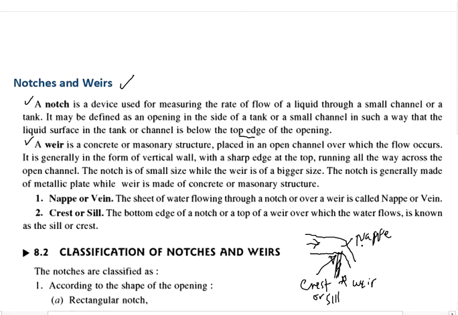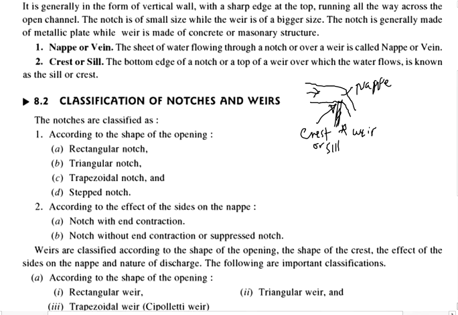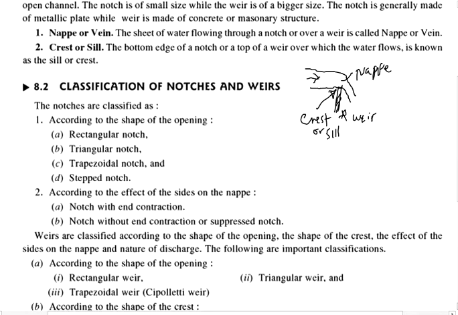Okay, let us look at the classifications of notches and weirs. Notches are classified specifically according to the shape of the opening. If the shape of the opening is rectangular, then the notch is a rectangular notch. If it is triangular, then it is a triangular notch. Trapezoidal, a trapezoidal notch.